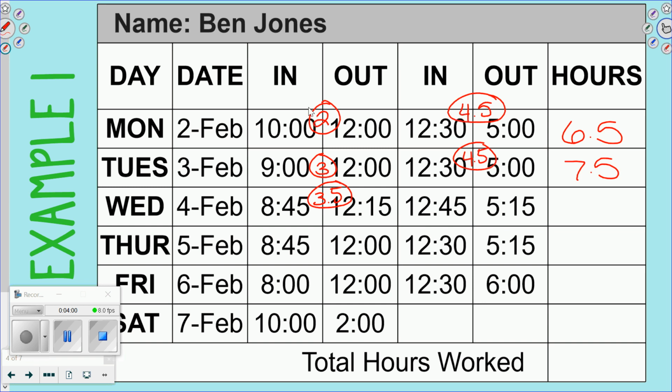Again, count on the fingers, guys. It's going to help you out. And then 12:45 to 5:15. So 12:45, 1:45, 2:45, 3:45, 4:45. So 4.5 hours. So 3.5 and 4.5 is 8 hours.